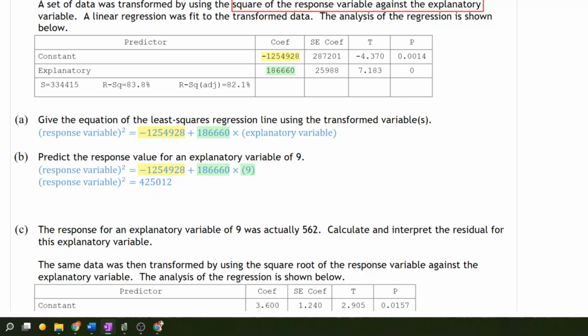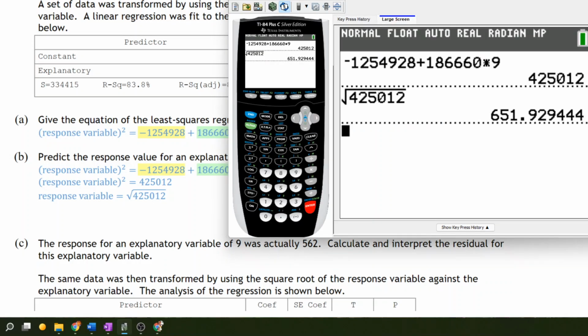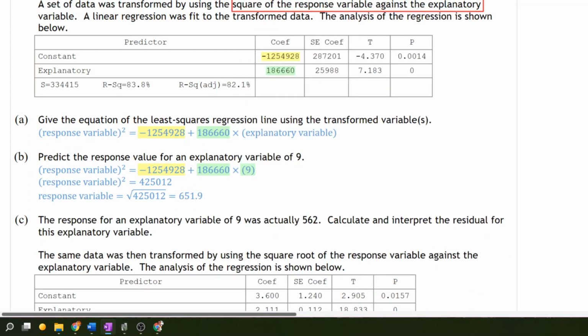425,012. And then to get the response variable, the inverse operation for that square is the square root. So the response variable is equal to the square root of 425,012, which is 651.9. That takes care of letter B.